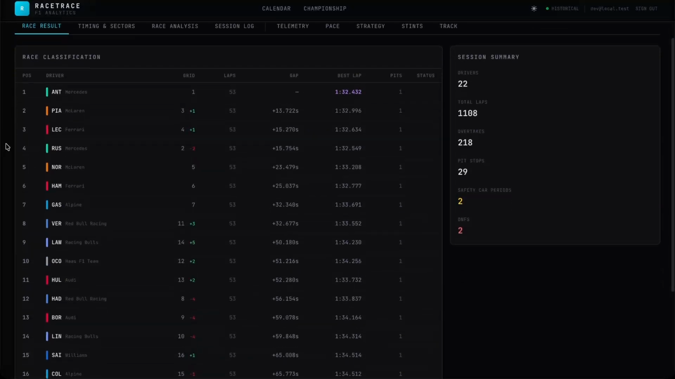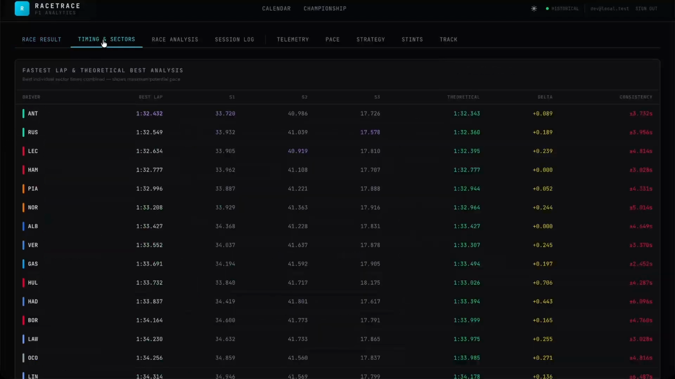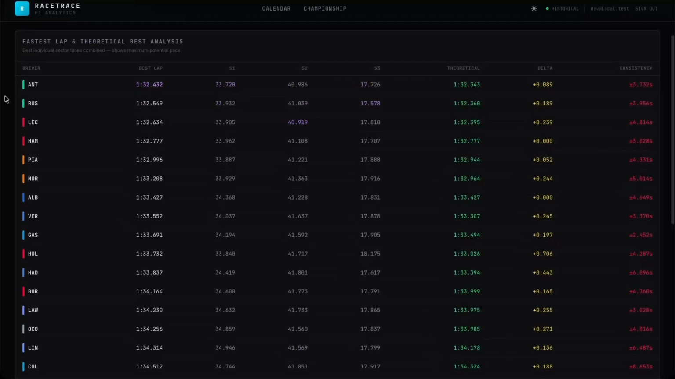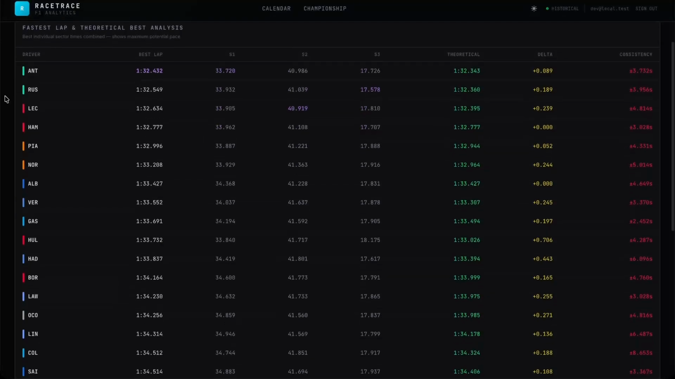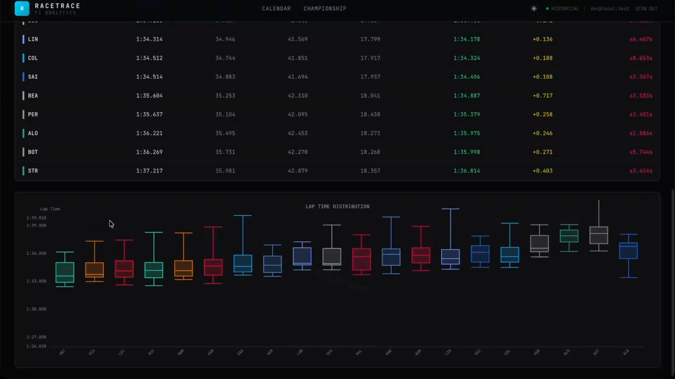We can start with the race summary, the session summary, which tells us who won, where they started, and various elements about the race as it unfolded. We can go into more detail looking at the timing and the sectors, again comparing in the same way that we did in qualifying the theoretical and also the fastest overall sectors.